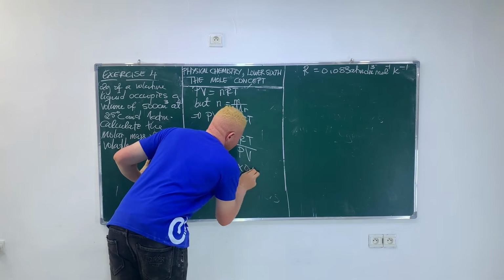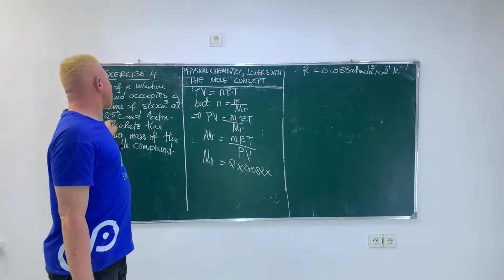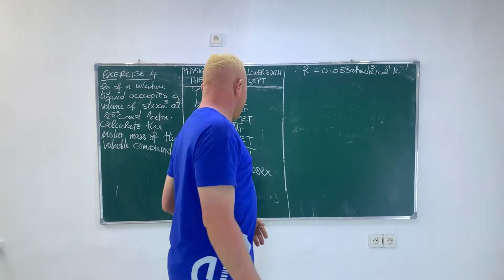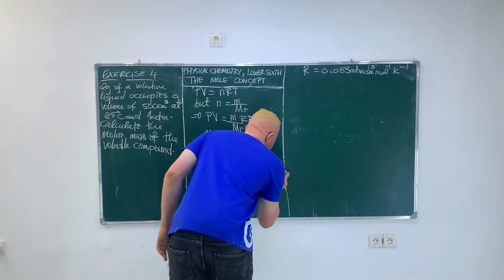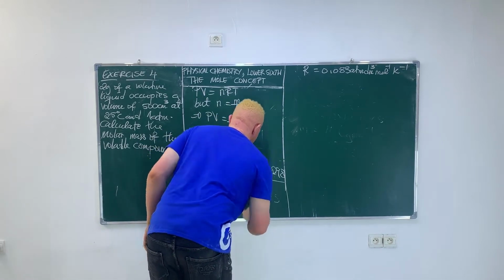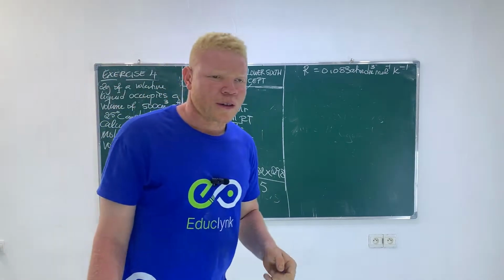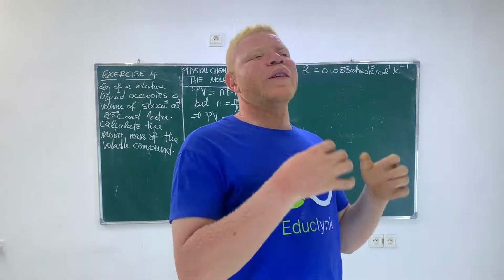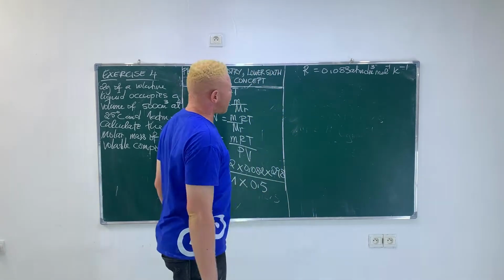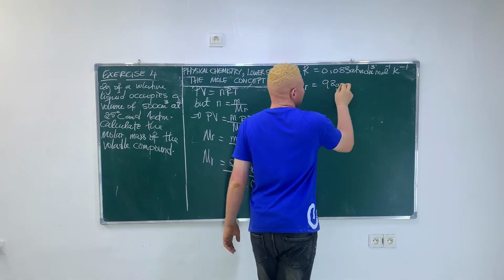times R, 0.082. T is 25 degrees, we convert to Kelvin. So 25 degrees plus 273 Kelvin, so it's going to be 298 Kelvin, divided by 1 atmosphere times 0.5. Why 0.5? Because in this case, the volume is 500 cm³, so I have to convert the volume from cm³ to dm³ by dividing by 1000. So the molar mass of the compound, Mr, equals 98 grams per mole.